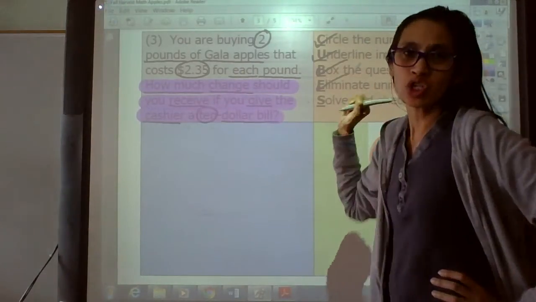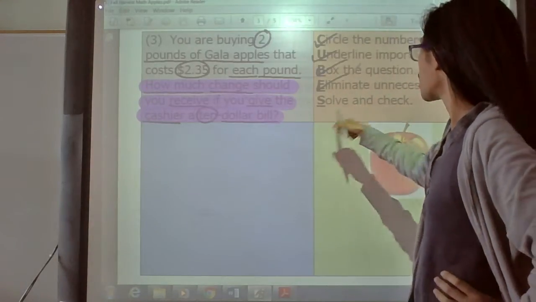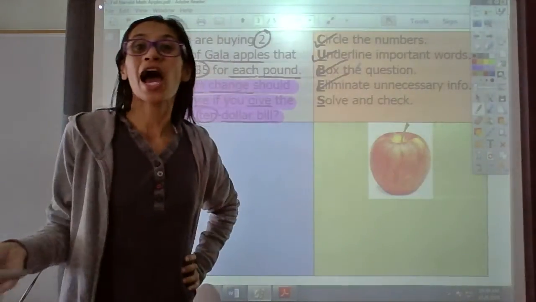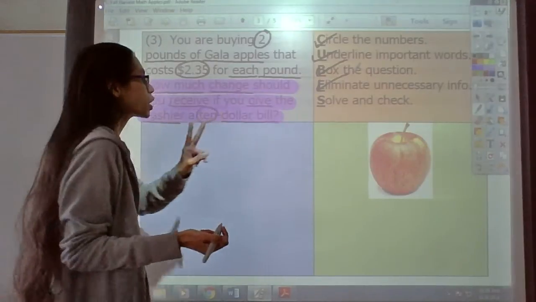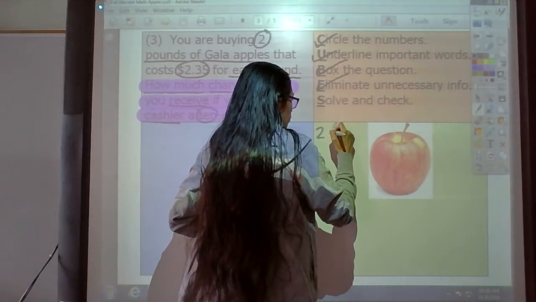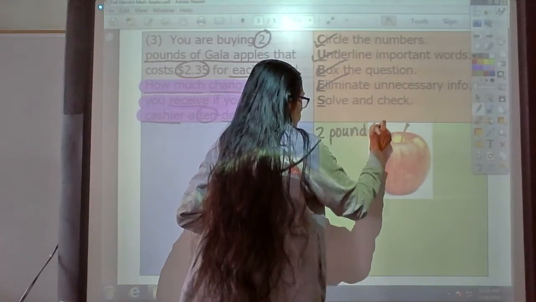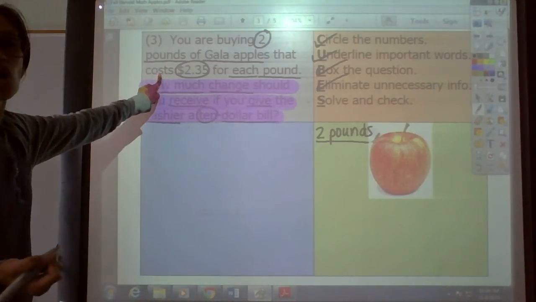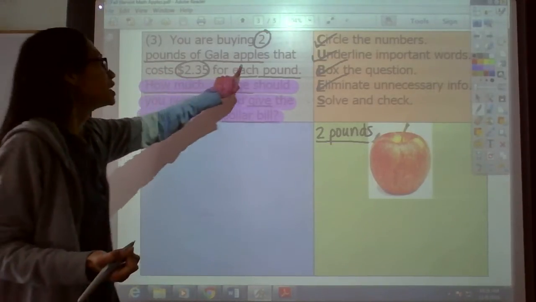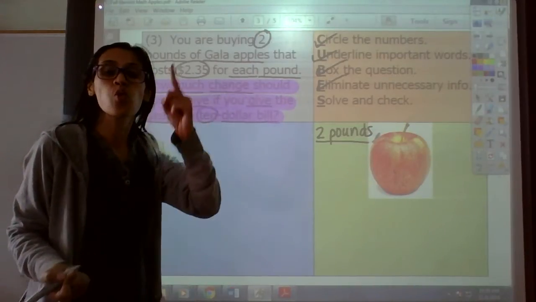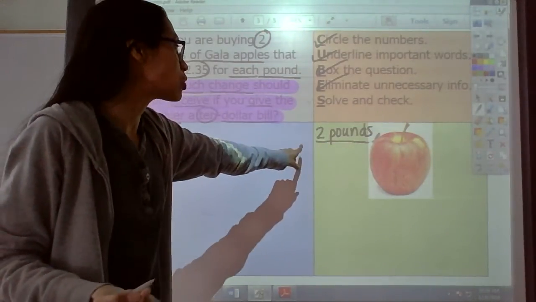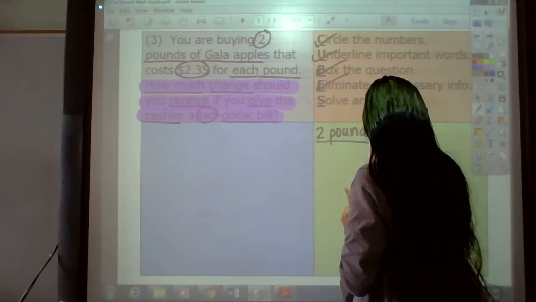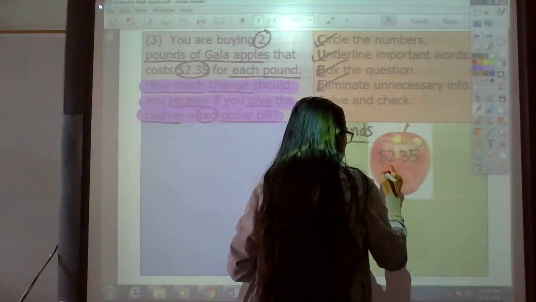The next step in our cubes clues steps is the S step, to solve and check. All right, so let's look at this problem. It says you're buying how much? You're buying 2 pounds. So I need to buy 2 pounds of apples. Did they give you the cost for that? No. Look at the cost. The cost says $2.35 for each pound. Each means 1 pound. I need 2 pounds. So for 1 pound, how much is that? $2.35 for 1 pound.